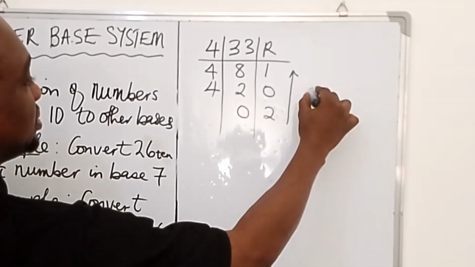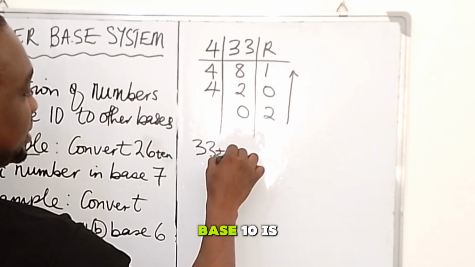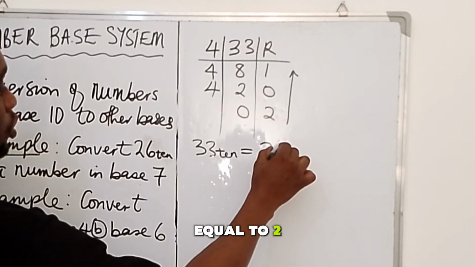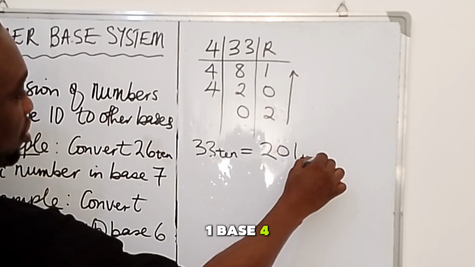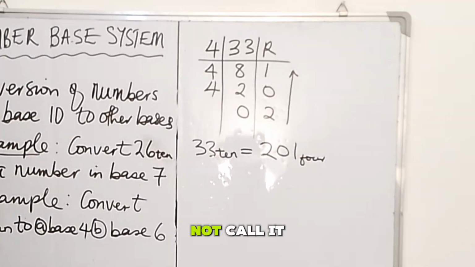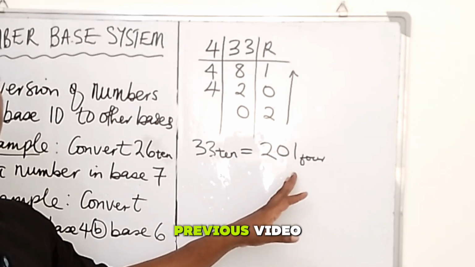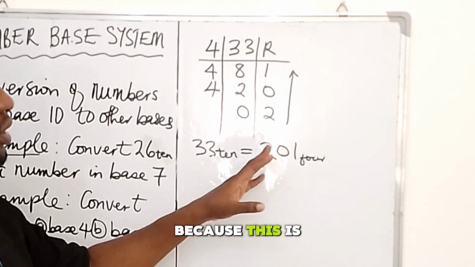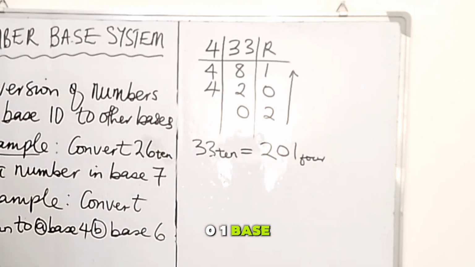33 base 10 is equal to 201 base 4. Notice I did not call it 201. I talked about this in our previous video. I explained this. So I'm not calling it 201 because this is not in base 10. It is 201 base 4.